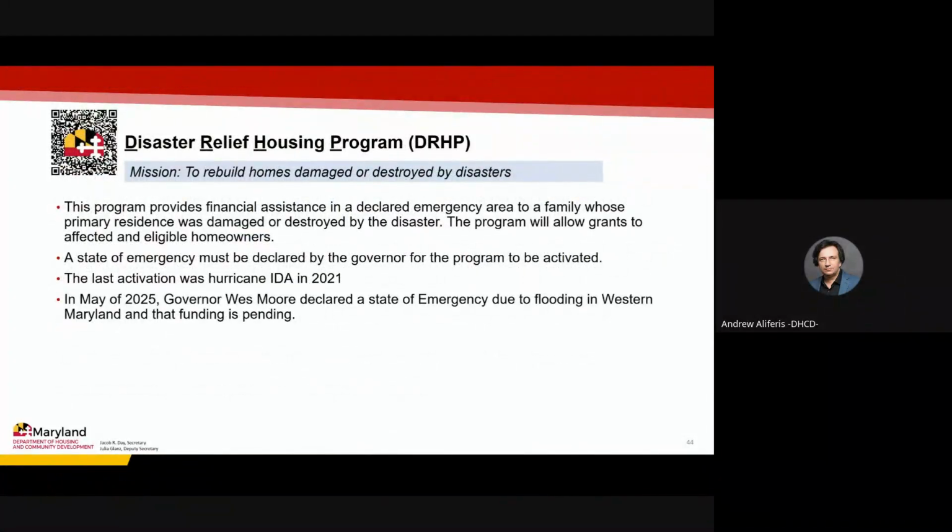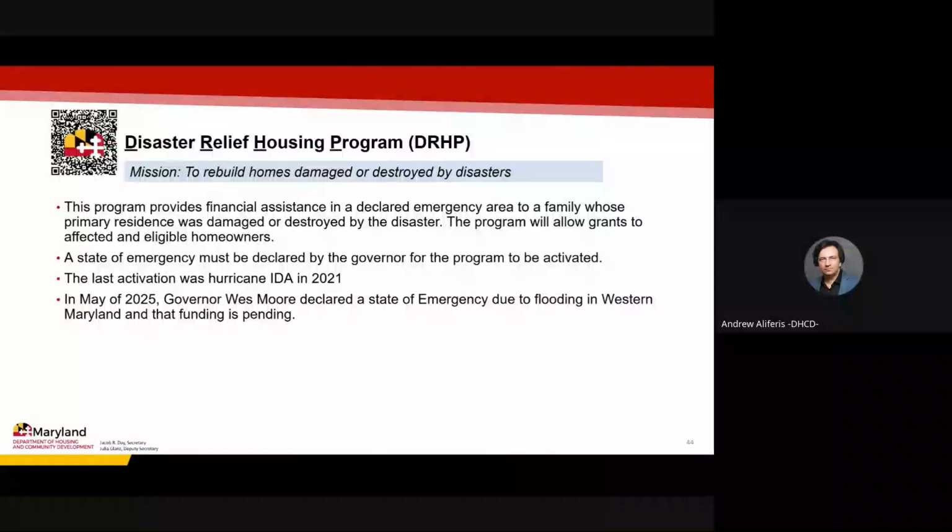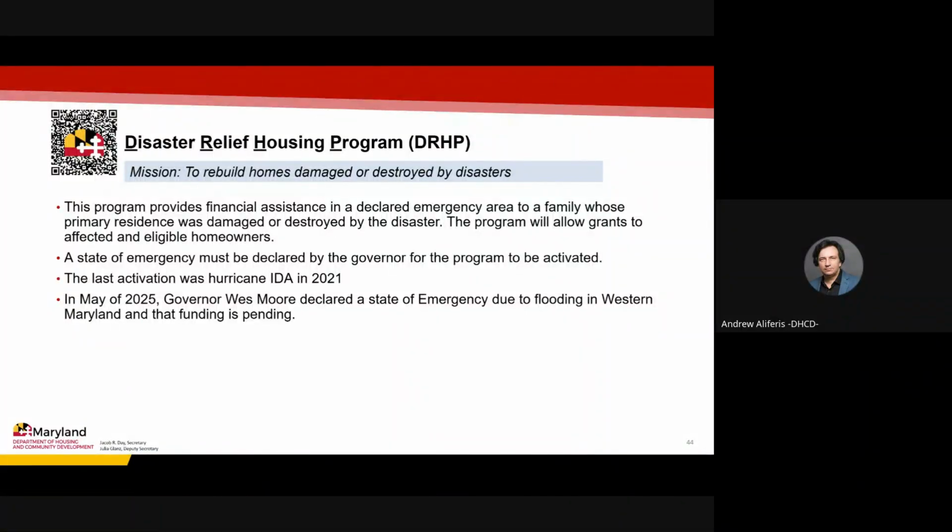Disaster relief housing program. This is only called up when there's a disaster. Hurricane Ida was the last one, but in May of this year, Governor Westmore declared an emergency due to the flooding in Western Maryland. And there are discussions that we're going to be using funds to help, I think, about 200 homeowners who had damage from the floods in Cumberland, Maryland, and I think a little bit beyond that in Allegany County.